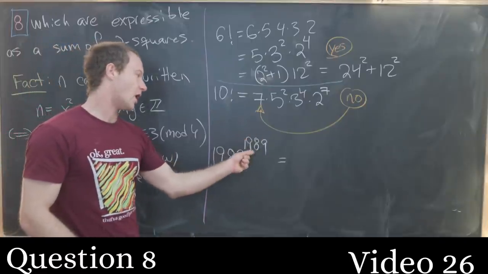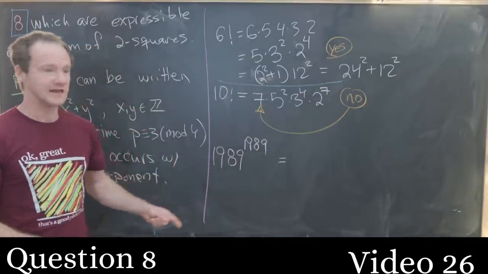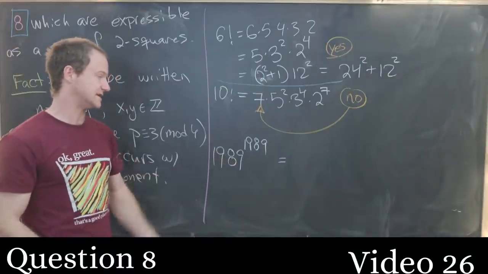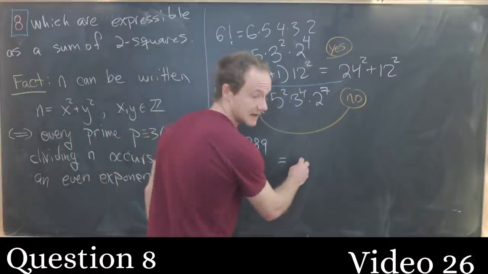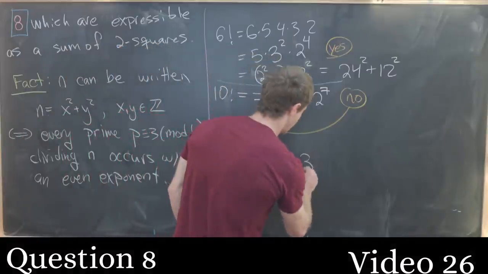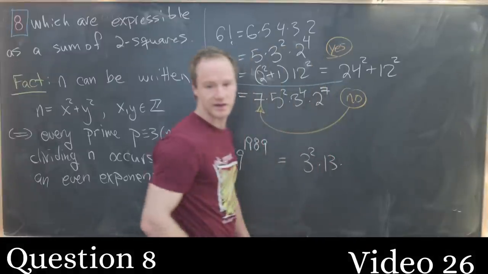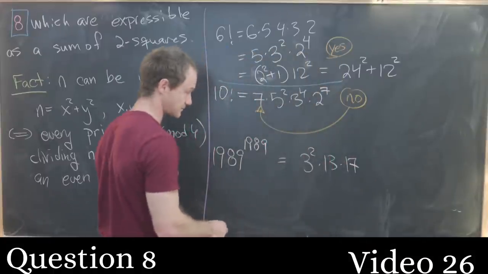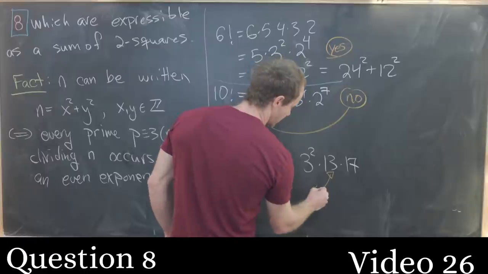Okay, so now what about 1989 to the 1989? Notice this odd power right here is not going to help us at all in providing an even exponent for our bad primes. So we better hope that 1989 factors nicely, but it turns out that it doesn't. 1989 is equal to 3 squared times, oh no, sorry, it does. 13 times 17. Let's see. This is 1 mod 4.